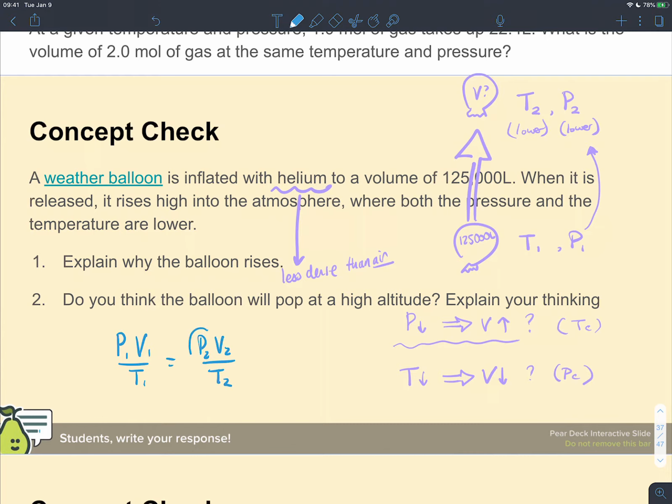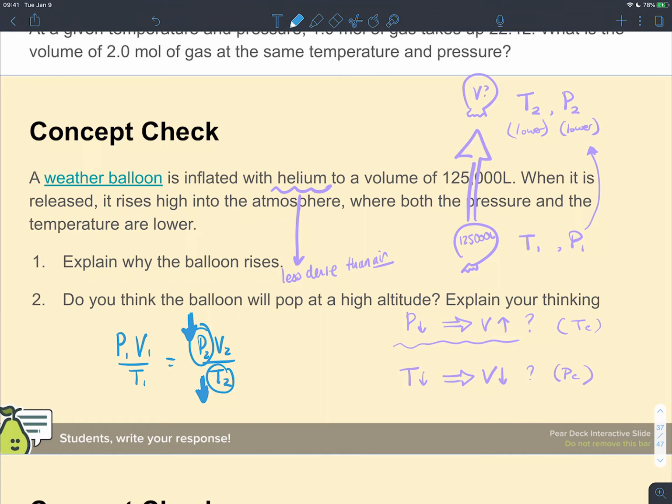If this number goes down, but this number also goes down, what happens to V is that it won't necessarily go up or down. It depends on how big these two arrows are relative to each other. So we might have to do a little bit more investigation, but it won't necessarily pop at a higher altitude. Is the short answer to that. You'd have to see by exactly what percentages P and T decrease by.